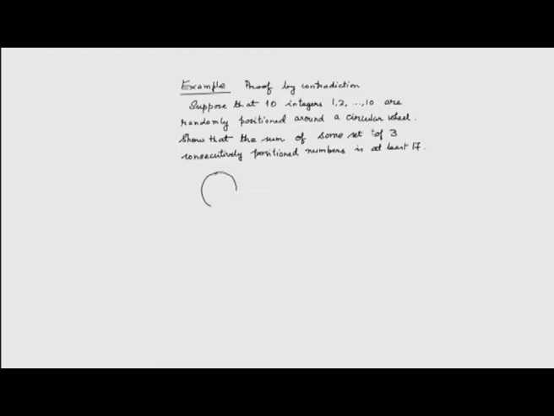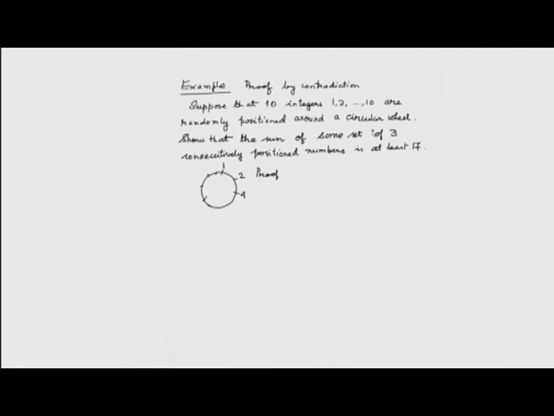So, I read again. Now, suppose I have 10 integers 1, 2 up to 10 and I have a circular wheel with 10 positions. And at each position, I am putting some number, maybe 1, 2, 4, and so on. What I am claiming is that there are three consecutive positions such that if I add up the numbers placed in those three consecutive positions, then it will be at least 17, no matter in which way I arrange the numbers between 1 to 10 around the circular wheel.